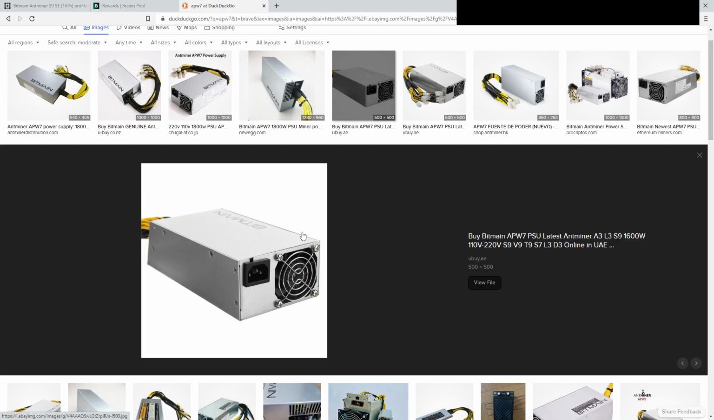This was the power supply we got. And this power supply is actually quite loud. It's a really loud power supply, I'd say. It may be just as loud as the Antminer S9 SE or somewhere near it or something like that. I don't know, but it's just a loud power supply.